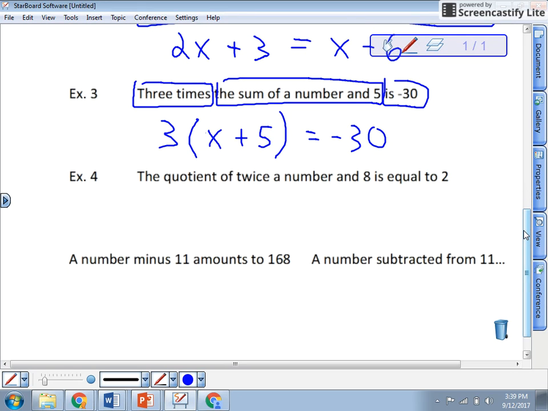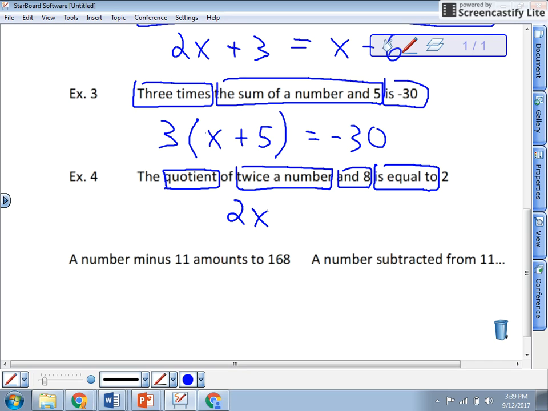Example 4, the quotient. All right, we know that means division, of twice a number and 8 is equal to 2. So the quotient of twice a number, so twice a number, we're going to say 2X, and 8. So I can say 2X divided by 8 is equal to 2. Or if I want, I can write it as the twice a number, 2X and 8 is equal to 2. Either way is acceptable.